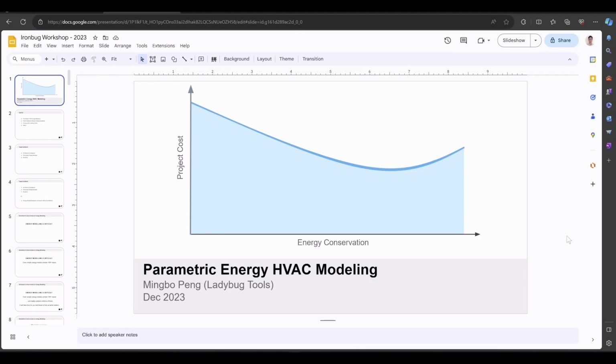In this video, let's talk about parametric energy HVAC modeling. Specifically, we are going to use the Ironbug plugin to build a full detailed HVAC system inside Rhino Grasshopper with Ladybug Tools.